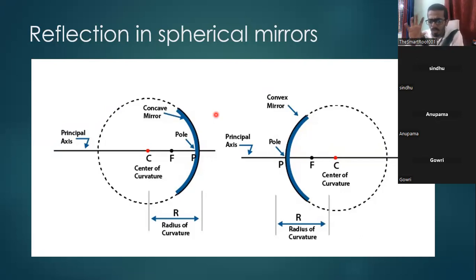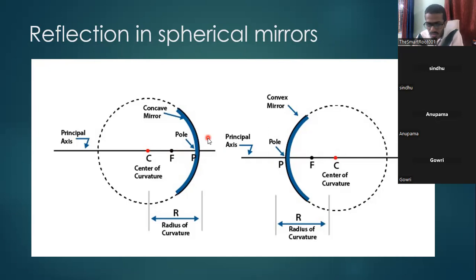Next, we'll look at the important terms that are necessary for this particular topic. One is called the pole. From whichever spherical mirror you are taking this, the pole will be the point on the mirror; the center of curvature is nothing but the center of the sphere. Okay, the point where the mirror is joined is called the pole.